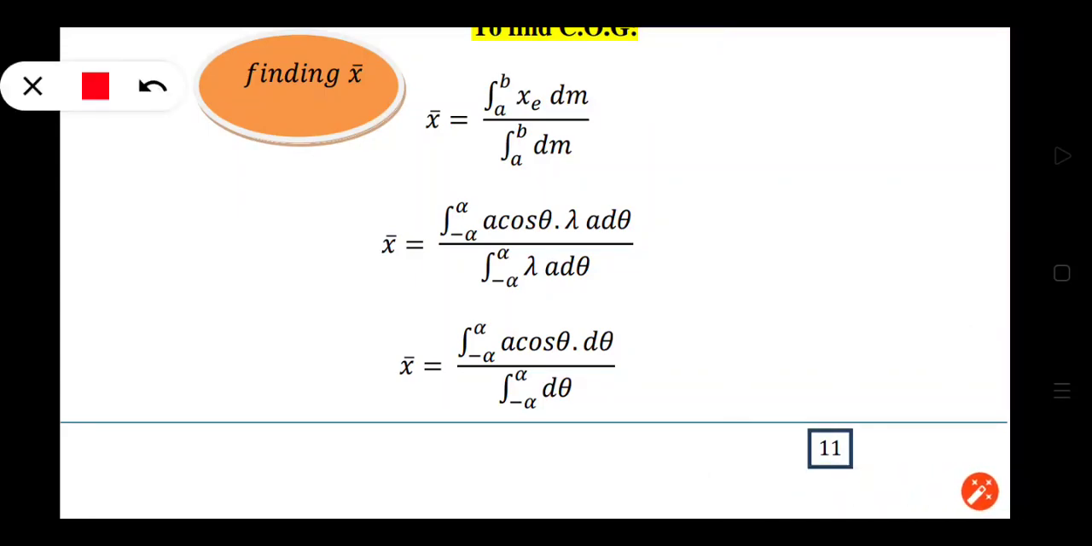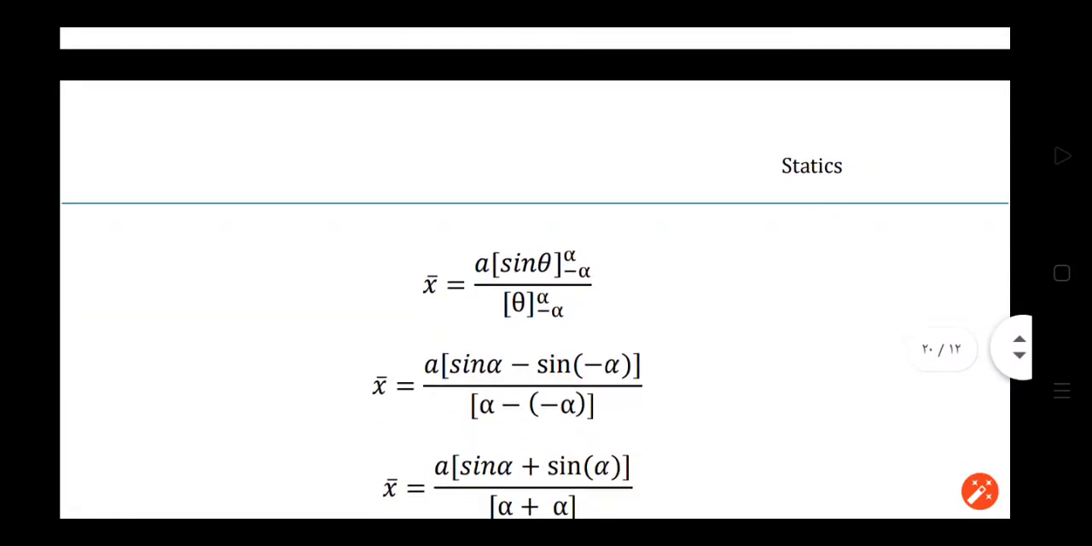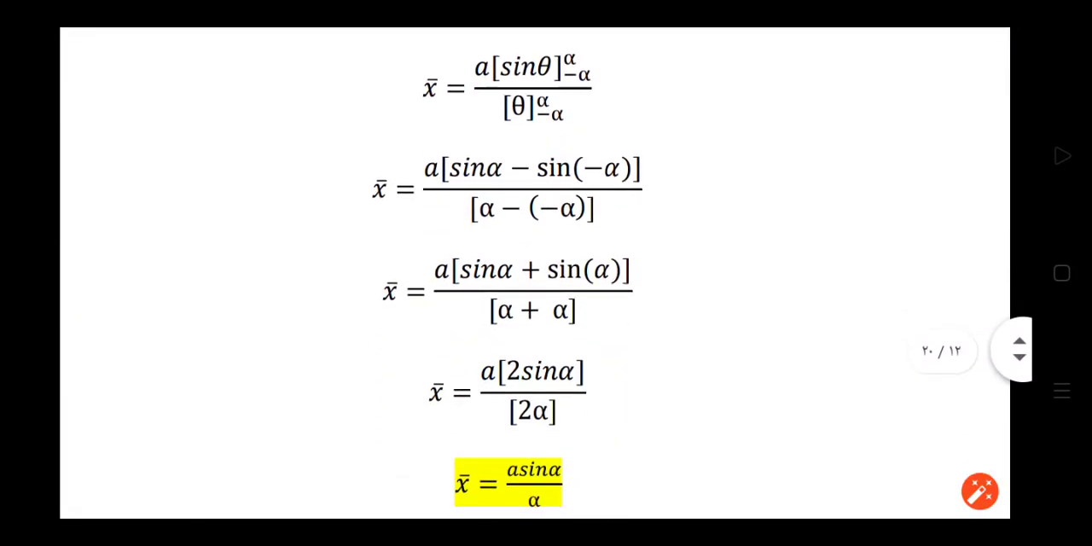x bar, and x_e is equal to a cosine theta, and dm equal lambda a d theta. We can cancel a with a and lambda with lambda, so the integration will be the integration from negative alpha to alpha of a cosine theta d theta over the integration from negative alpha to alpha of d theta. The integration of cosine theta is equal to sine theta from negative alpha to alpha.